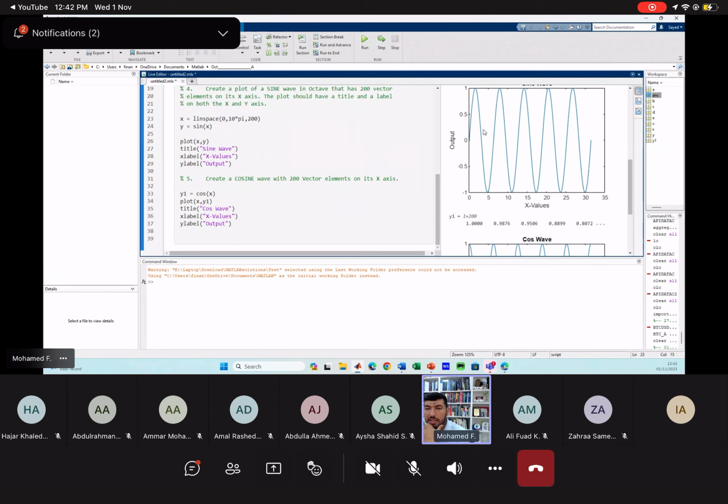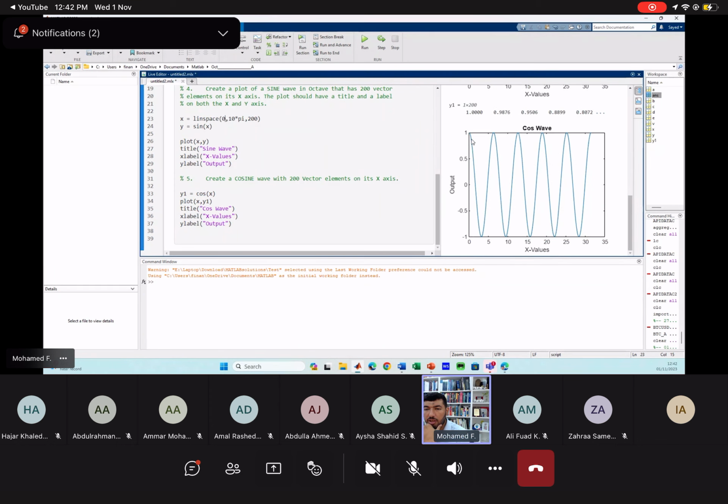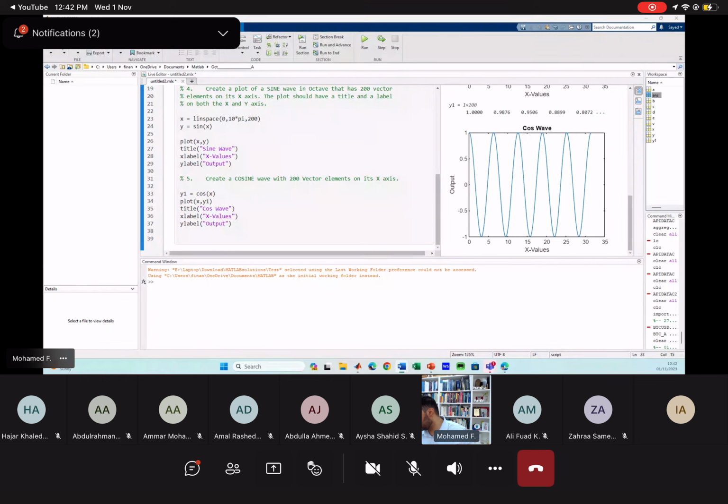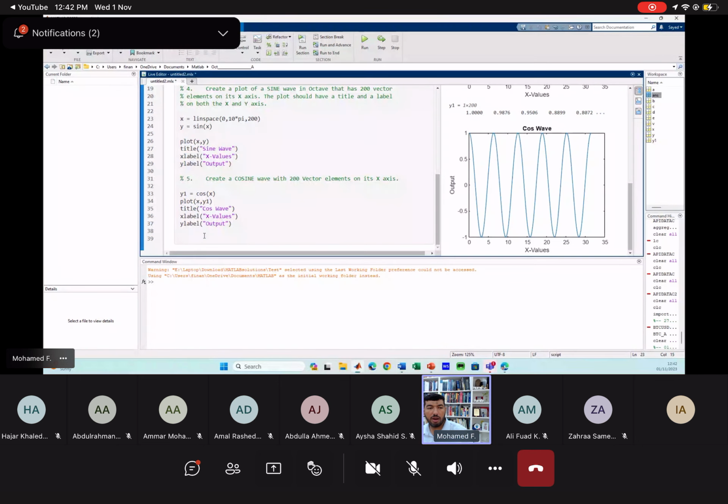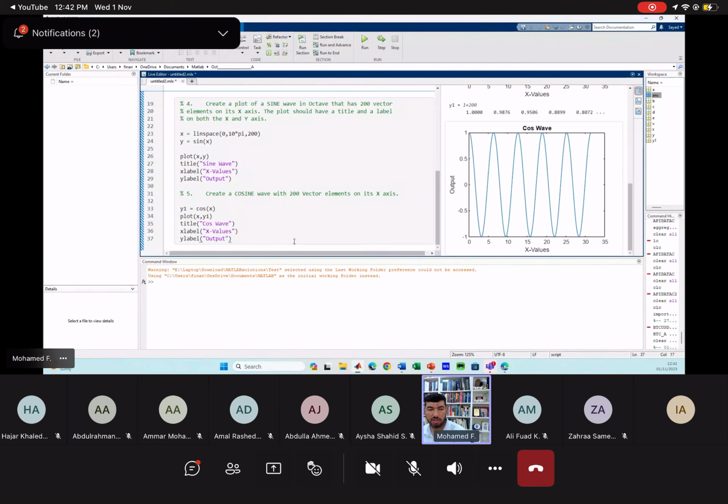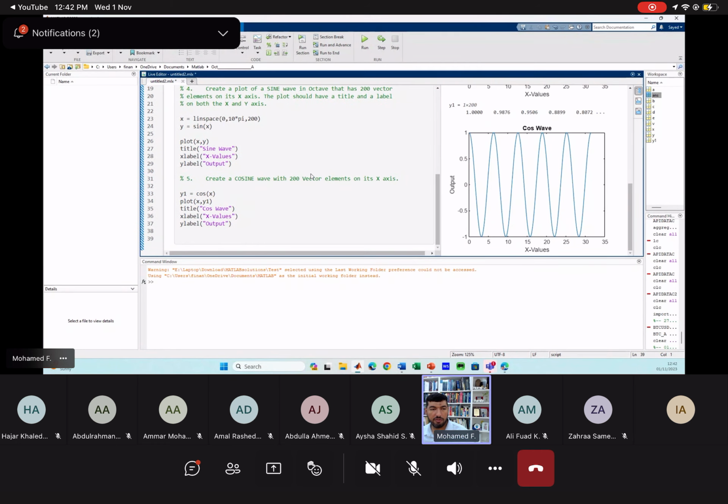Okay, so we can see this is the sine wave and this is the cosine wave. Now the next question, and this is very important. I will give you now not 2 minutes, 5 minutes to try doing this equation by yourself. Okay.